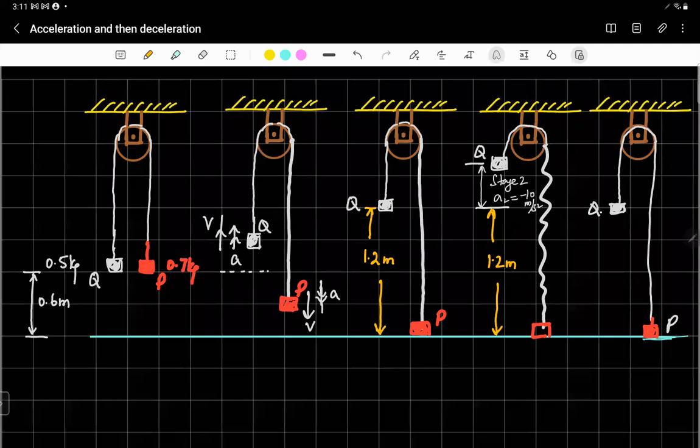When P touches the ground, the string becomes slack. There is no tension in the string, but Q doesn't stop over here. It continues to move up because of its inertia. And this becomes the stage 2 of the motion of Q. So the motion of Q consists of two stages.